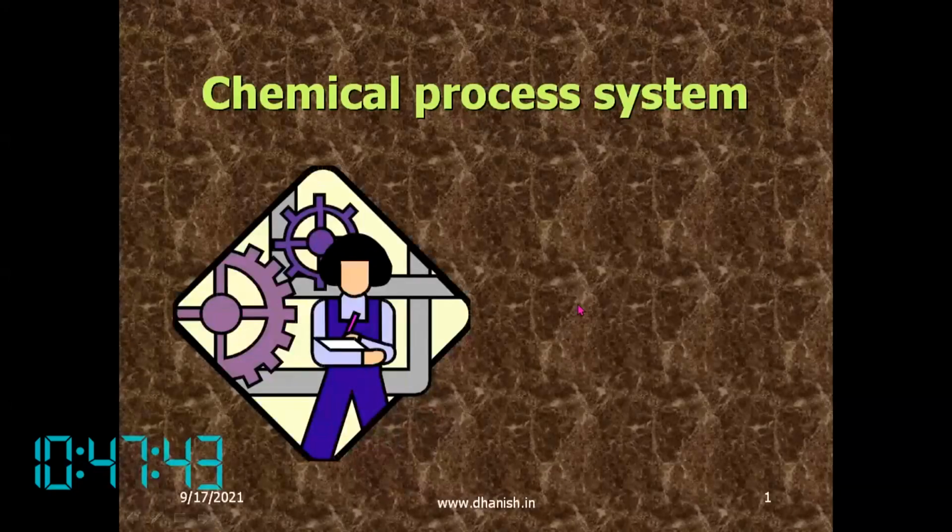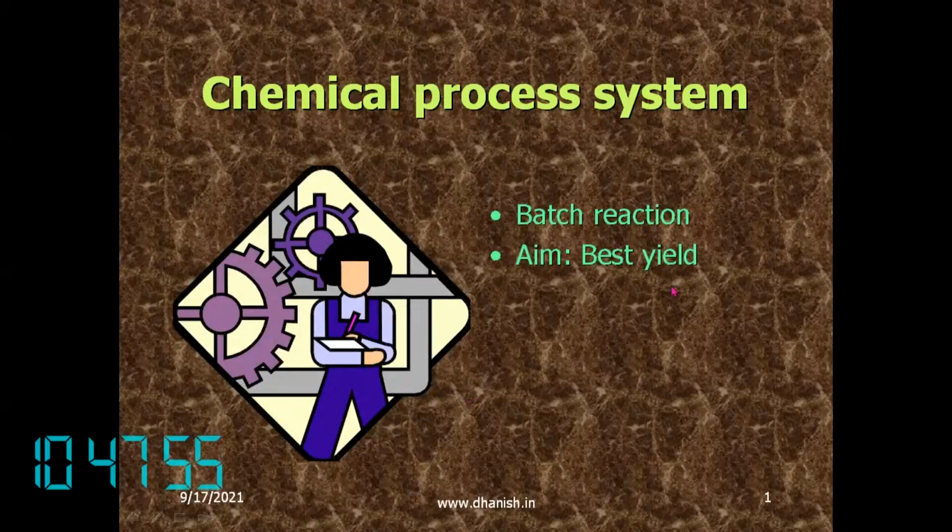Chemical process system. So it involved a batch reaction. So that means two batches of chemicals are mixed together, and the aim is to get the maximum yield. So how do you do a designed experiment?